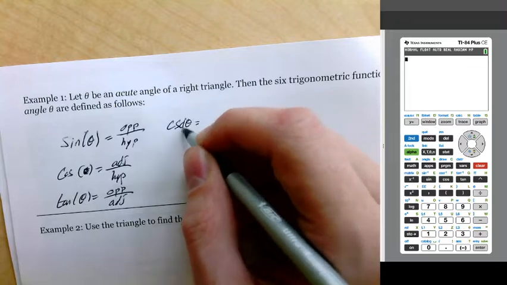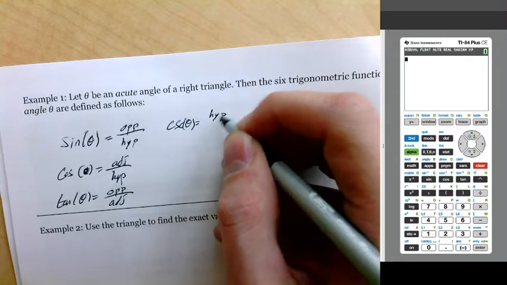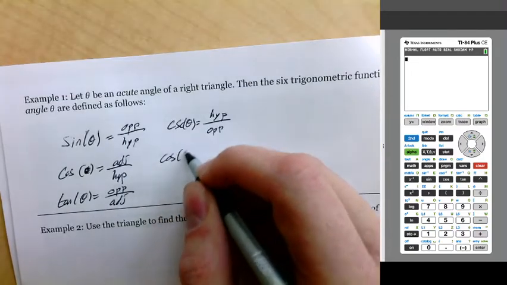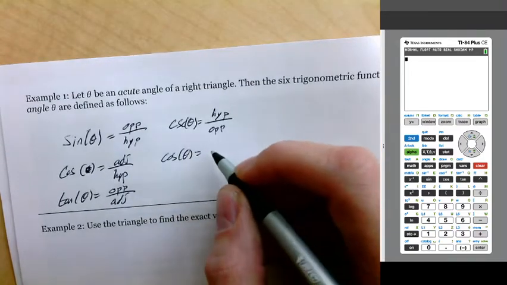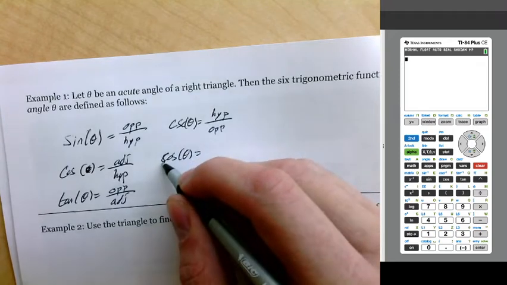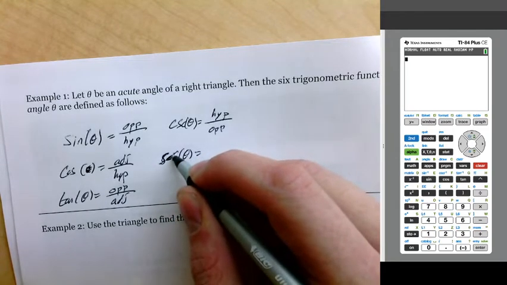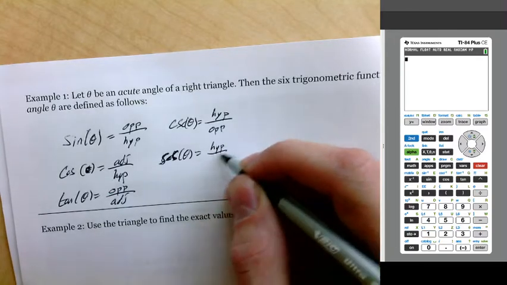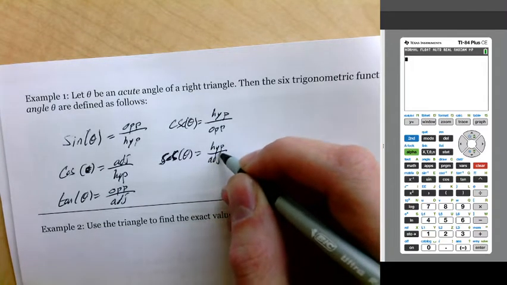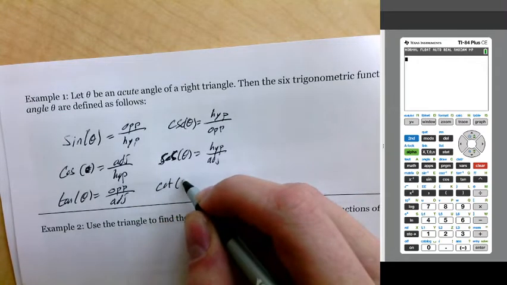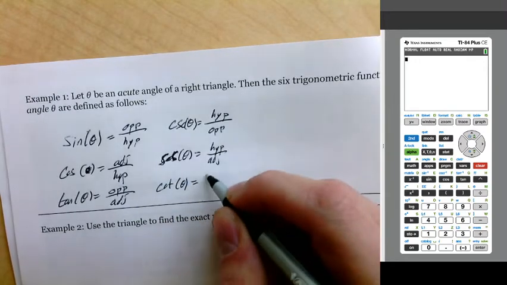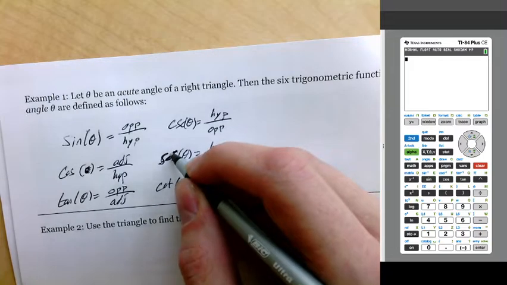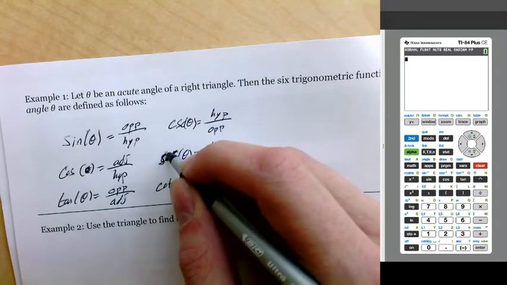Cosecant is going to be the reciprocal of sine, so this one's going to be the hypotenuse divided by the opposite side. Secant is the reciprocal of cosine, so that's going to be hypotenuse divided by the adjacent side. And cotangent is the reciprocal of tangent, so we're going to get the adjacent side divided by the opposite side. Sorry, this is SEC.